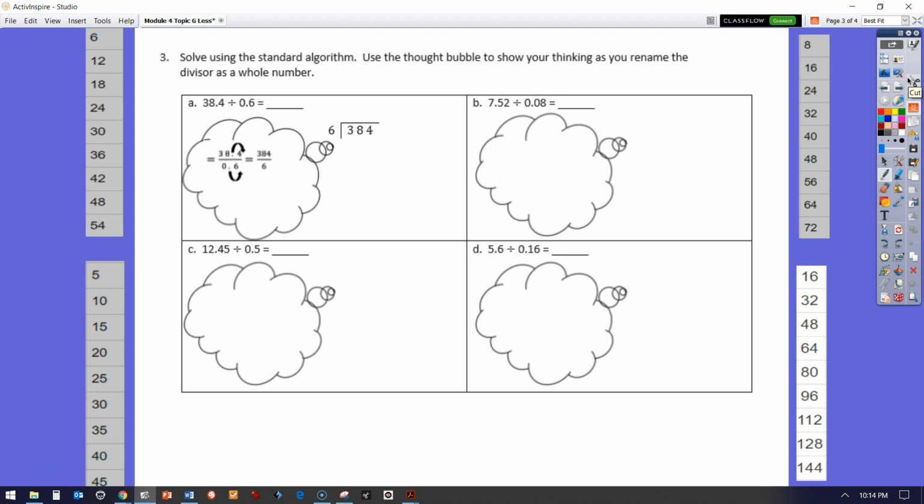All right, so we're doing the same thing. We're solving using the standard algorithm, and we're using this thought bubble to show our thinking as we rename the divisor as a whole number. Let's go ahead and get through this rather quickly.